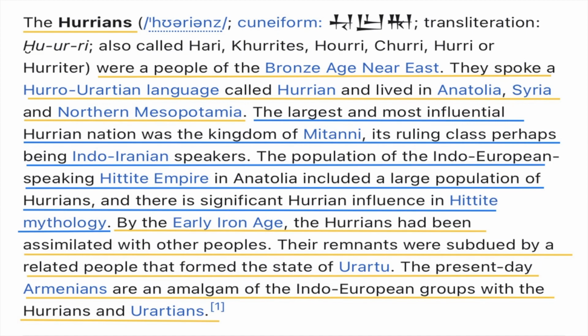Now I'm going to read that last part again because it's very important. The present-day Armenians are an amalgam of the Indo-European groups with the Hurrians and Urartians. So basically, Armenians are a mixture of Indo-Europeans and Hurrians.